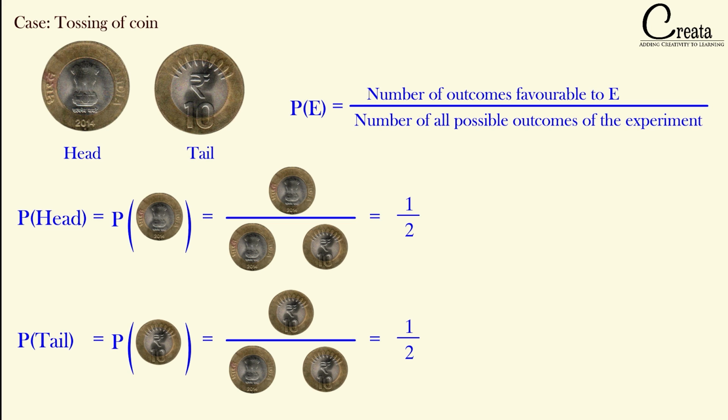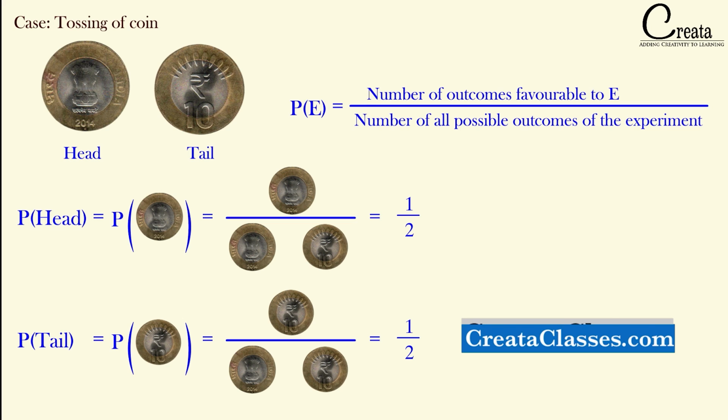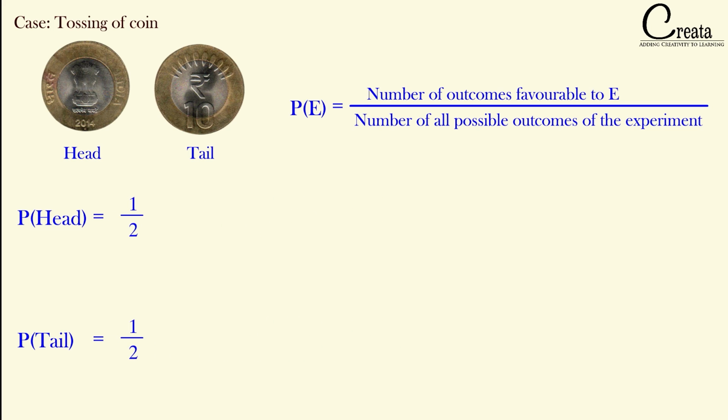Why? Because the denominator will be same, that is the total outcome will remain 2, head or tail. In the numerator, the favorable outcome of getting tail is only 1. If we toss the coin, the possibility of getting the tail is only 1. So our answer will be 1/2. Got it? The probability of getting the head is 1/2 and the probability of getting the tail is 1/2.